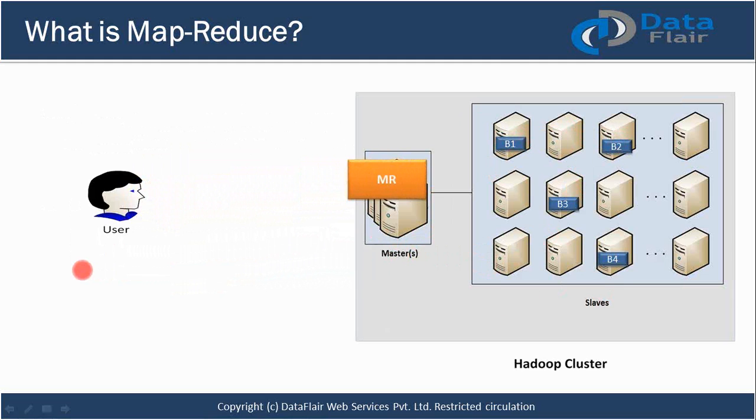Okay, now the master will check. Since the master has metadata, the master will check where all the blocks are stored for the file that the user wants to process, like employee data.txt. The master will come to know that block 1 is available here, block 2 here, block 3 here, block 4 here, and so on. So the master will send the same algorithm.